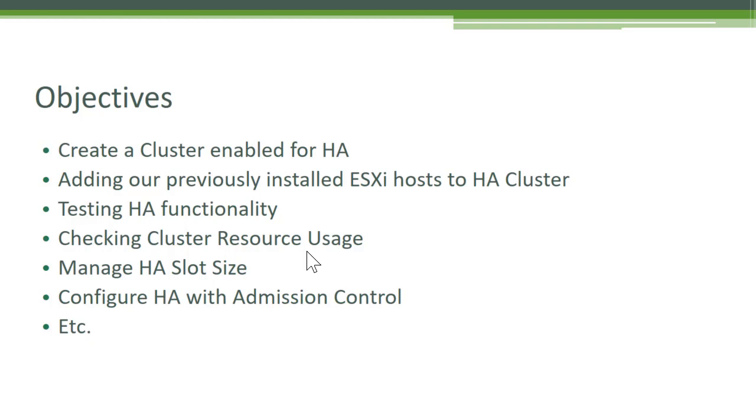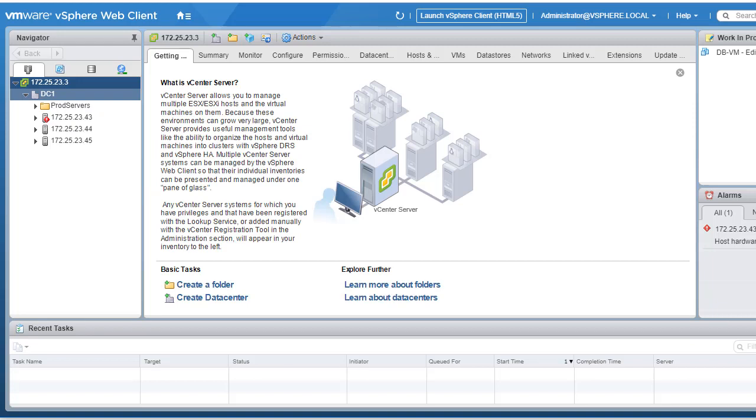We'll talk about the high availability slot size, and at the same time we'll test the admission control functionality on an HA controlled cluster. With that, let's log into our vSphere web client. So I went ahead and logged into our vSphere web client.